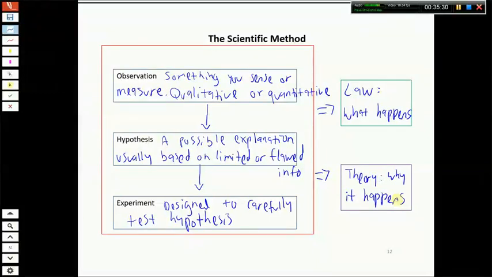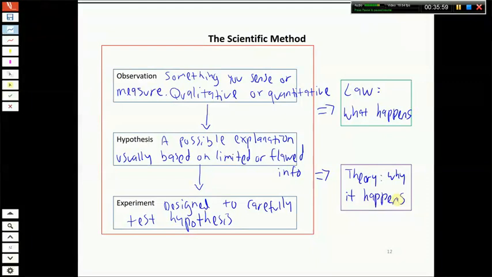Why do we see this? Why do we observe this? And it's one that has endured a number of rigorous experiments and has gone through the scientific method over and over again before it is widely accepted as being a true explanation. It can still be refined or changed in the future. Science is never 100% certain on anything, but a theory is more or less an explanation that works out very well for a set of observations and is believed to be true. So law is what happens, theory is why it happens. That's the distinction between those.